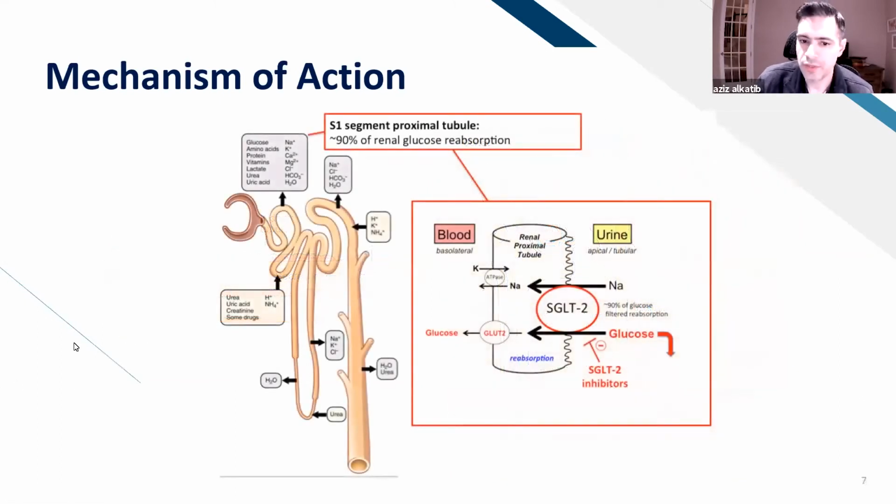And we see here that the SGLT-2 transporter protein, again, located along the proximal tubule, is responsible for over 90% of glucose reabsorption. And so when you inhibit this transporter protein with these drugs, at therapeutic doses, you'll get approximately 60 up to 100 grams of glucose that is then excreted in the urine.